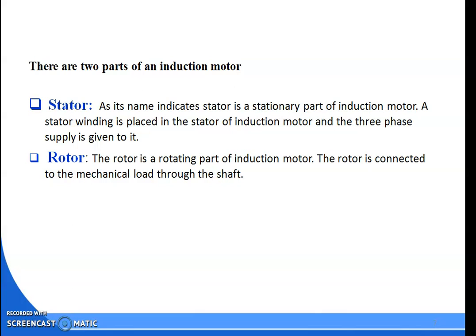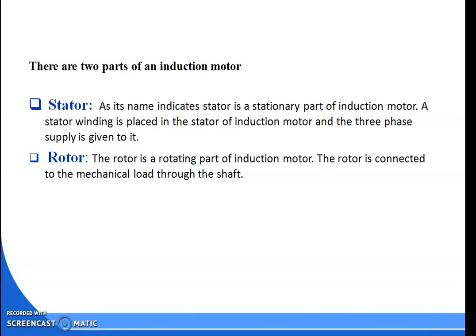Coming to the next, rotor. The rotor is a rotating part of induction motor. The rotor is connected to the mechanical load through the shaft. Okay? No doubt, rotor is the moving part, is the rotating part, and this rotor is connected to the mechanical load with the help of the shaft placed in the center of the machine.